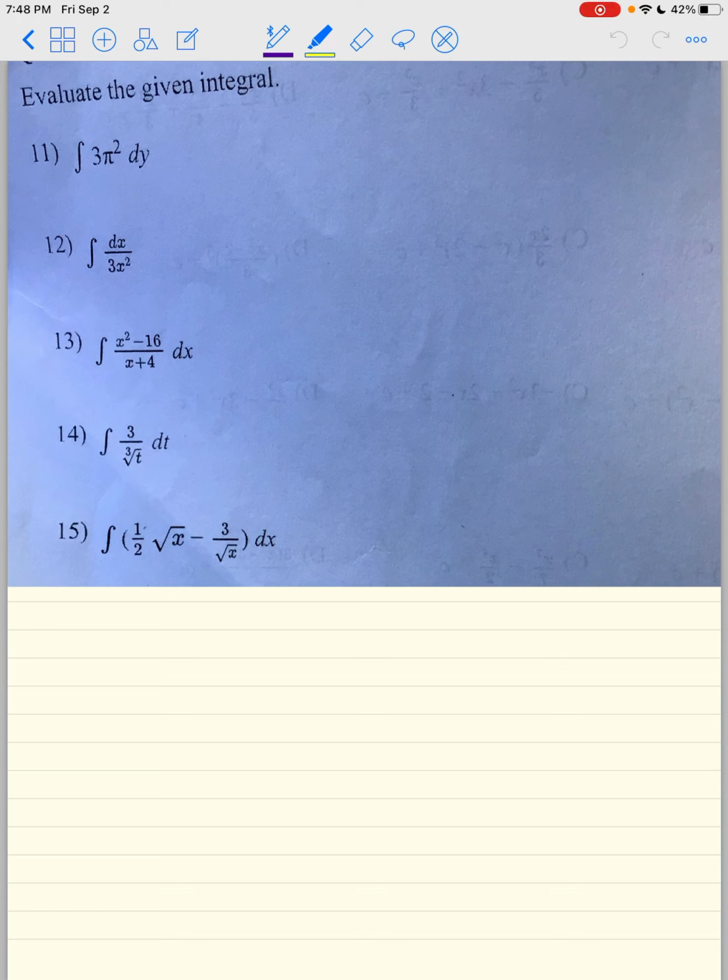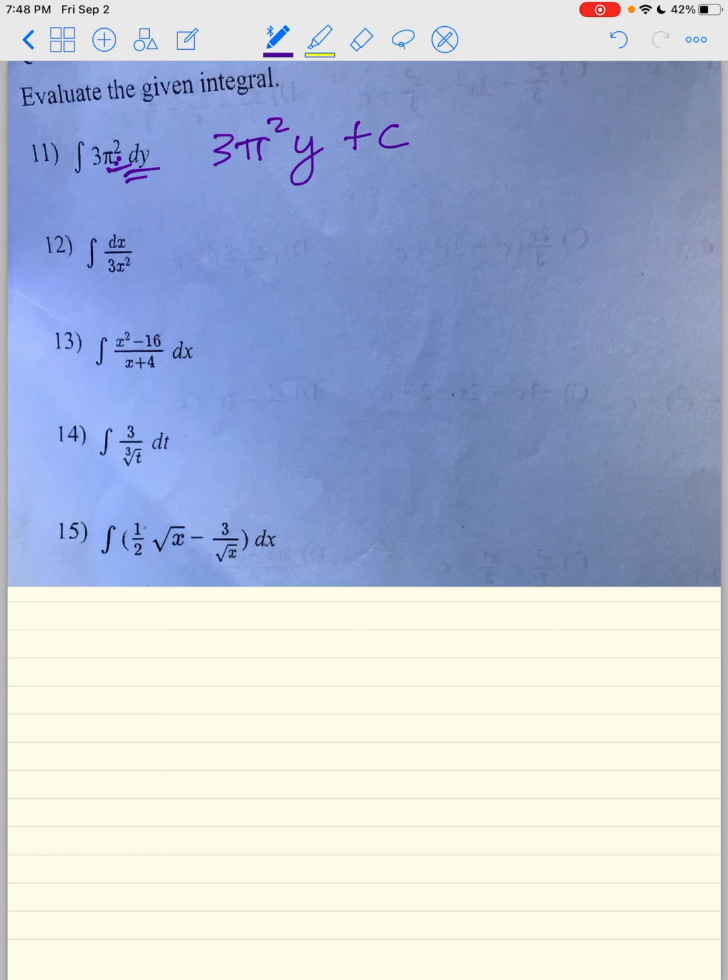Okay, from the last video, we know that pi is about 3. 3 squared is 9. 9 times 3 is 27. So this is approximately 27, a little bit more. What's the integral of 27 with respect to y? 27y. So what's the integral of 3 pi squared with respect to y? 3 pi squared y plus c.